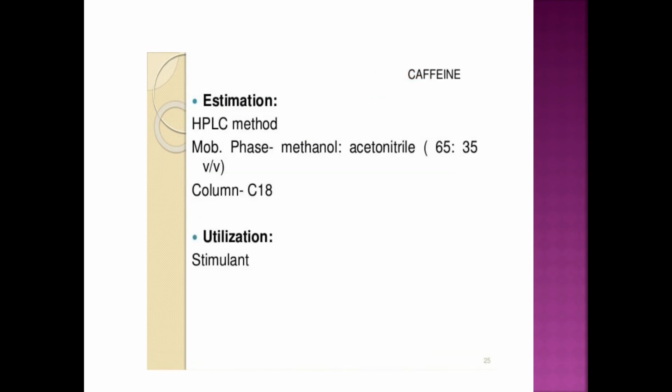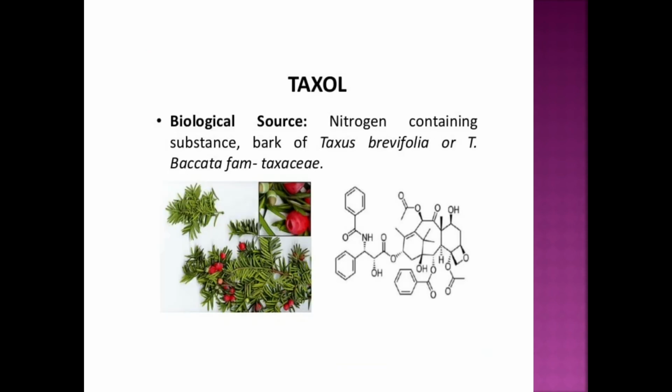Estimation is done by the HPLC method, in which the mobile phase is methanol to acetonitrile in 65:35. A C18 column can be used for the estimation by HPLC method. Utilization: it is used as a stimulant, a CNS stimulant. Next drug is Taxol.